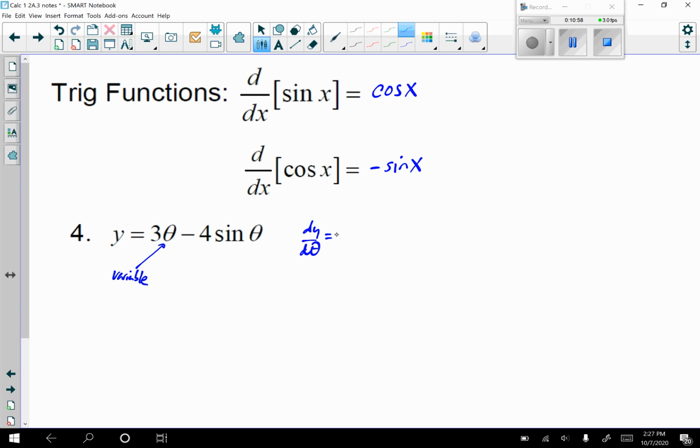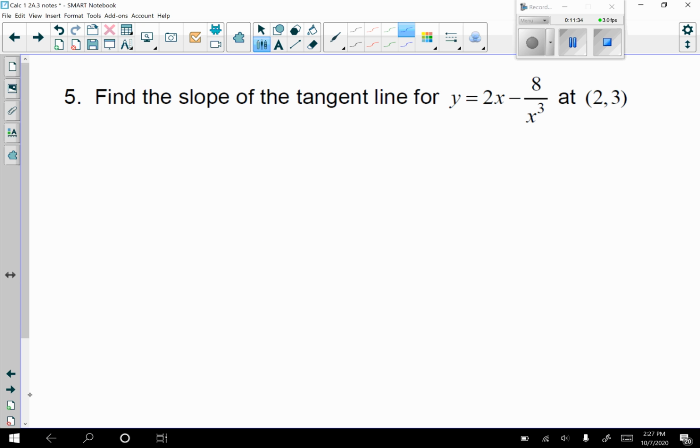Whatever variable is inside your problem, that's the one you're going to use in this notation. Okay. Dy d theta is, well, this 3 theta, it's just 3, like 3x. Theta to the first, so it goes 3 theta to the 0. It's gone. 3 minus, remember coefficient stays there, 4, and the derivative of sine theta is cosine theta. So that's 3 minus 4 cosine theta. That's what we're going to use these with. So sine turns to cosine. Cosine turns to negative sine. You've got to remember those. All right, keep going with it.